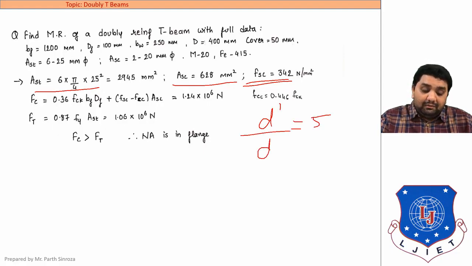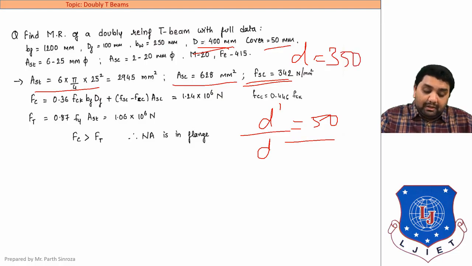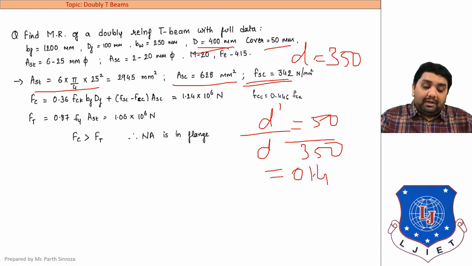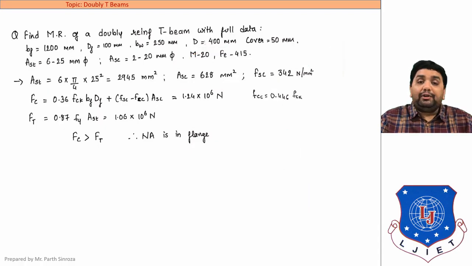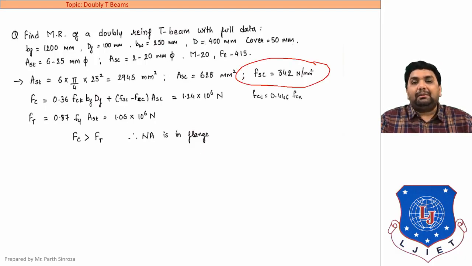Here D dash is 50, capital D is 400 and cover is 50. So small d will be equal to 350 mm. And here 50 divided by 350, we will be getting an answer of something around 0.14. And if we are getting something around 0.14, we will be rounding it off to 0.15. Clear? And for 0.15, FSC is 342 Newton per mm square.